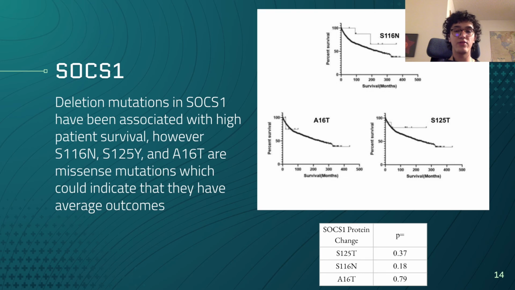Then we had the mutations to the SOCS1 gene. Again, they have a similar average survival rate. Deletion mutations in SOCS1 have been associated with high patient survival. However, S116N, S125Y, and A16T are missense mutations, which could indicate they have average outcomes. However, more research is needed to explain their roles.